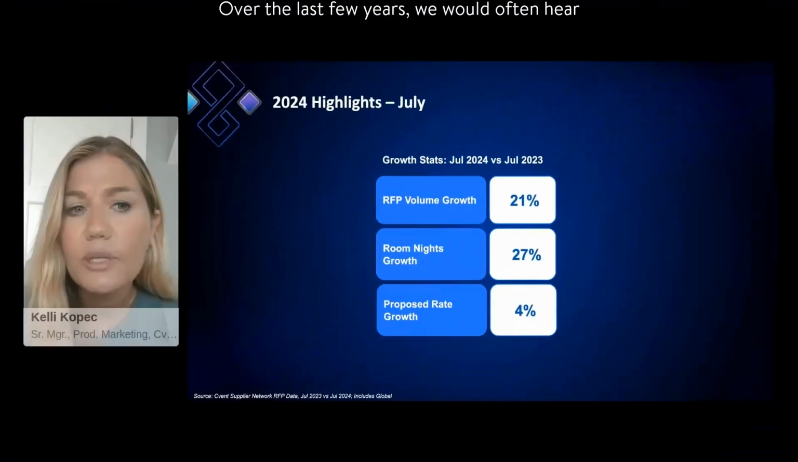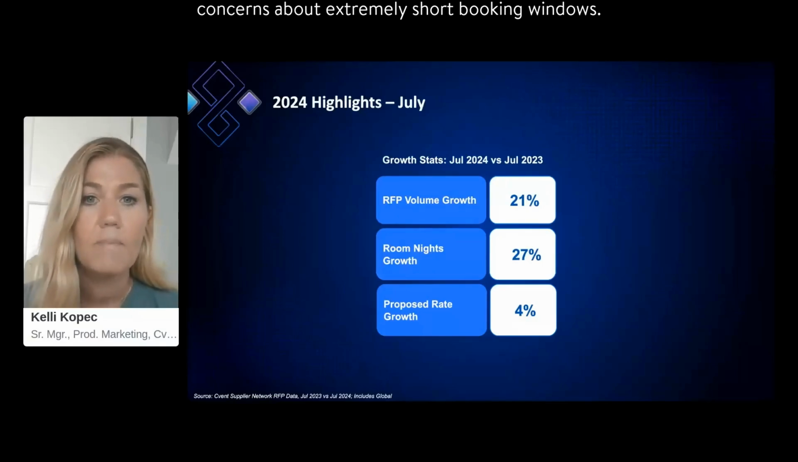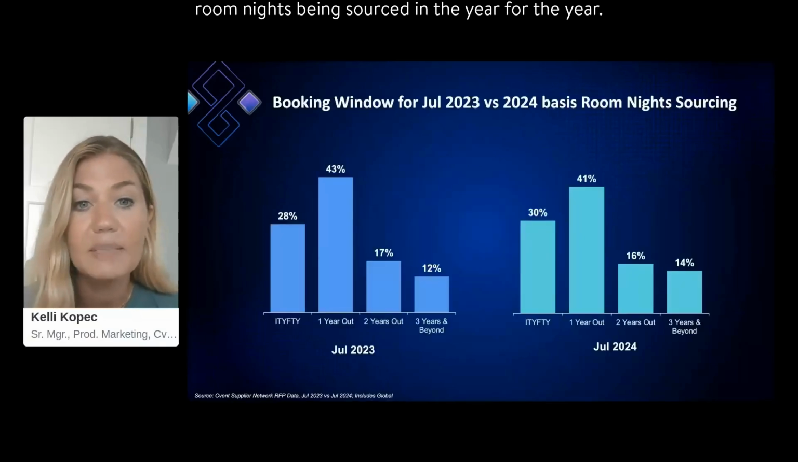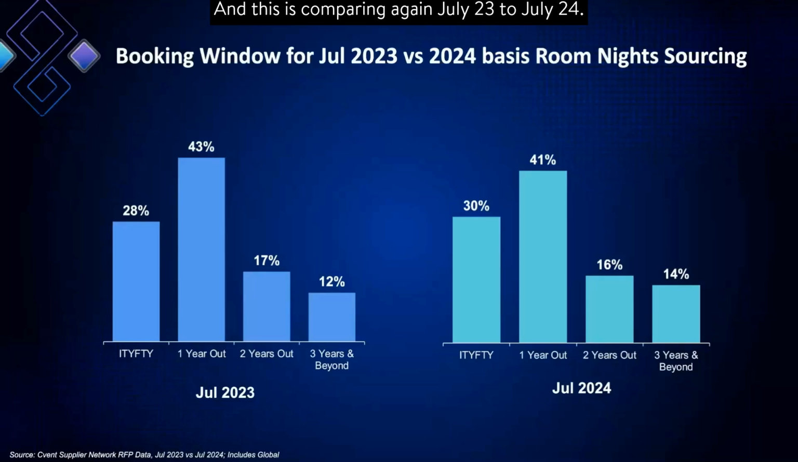Over the last few years, we would often hear concerns about extremely short booking windows, and we saw significant shifts in the amount of room nights being sourced in the year for the year versus more than a year out. But if you look at this graphic right here, you can see that's really beginning to stabilize. And this is comparing, again, July 23 to July 24.